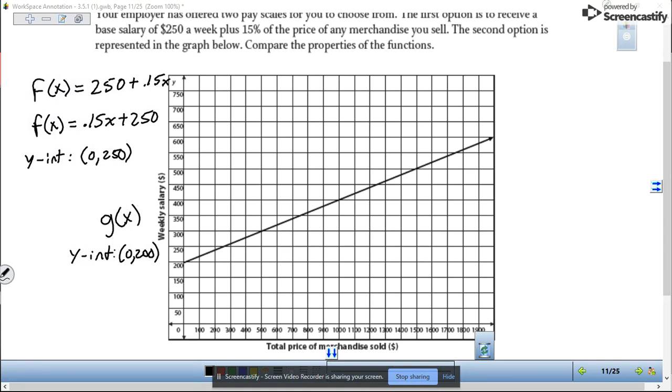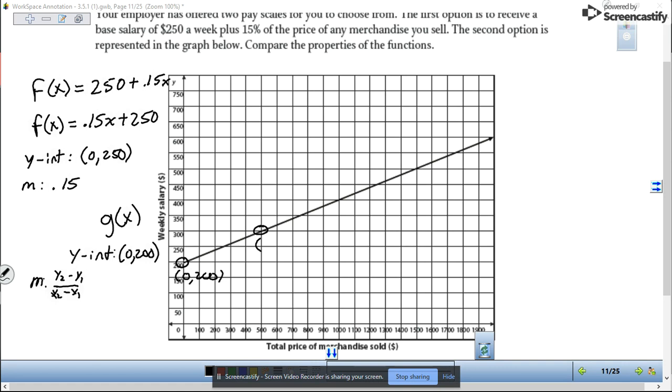All right, so what's my slope here? Slope is 0.15. In other words, you get 15% of whatever you sell. All right, let's see if we can figure out what our slope would be on the graph. A little bit tough to see. I see a point here that I can use and a point here that I can use. All right, so the question is, how far up did I go? So remember my slope is y2 minus y1 over x2 minus x1. All right, so the first point we have here is (0, 200).